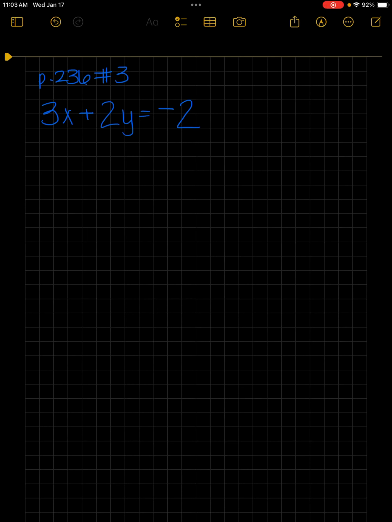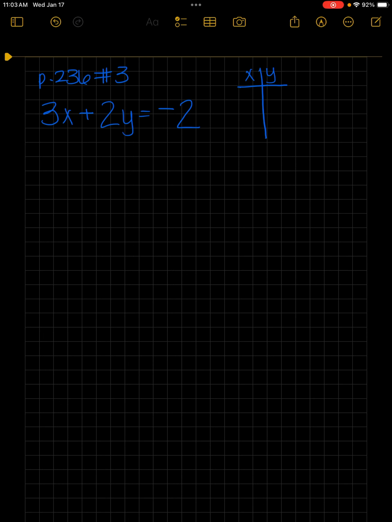Okay, I've been requested to do number 3 on page 236, so I'm going to go ahead and do that with y'all. Okay, so here's the problem: 3x plus 2y equals -2. I need to make a t-chart for this to be able to graph my points for x and y.